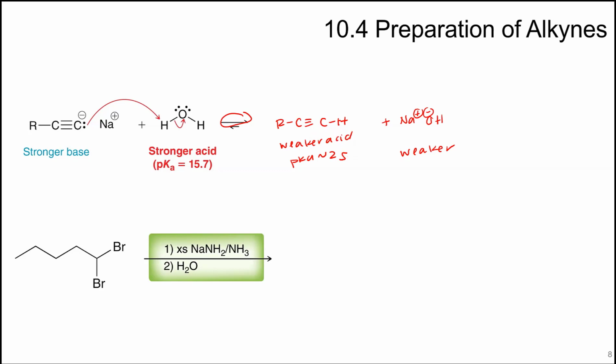A base that you would use to do this reaction is sodium amide in ammonia, and you want to use this excess. Excess means that we have an excess of that. So that would be the multiple equivalents that you need to form the triple bond. And we would get that product.